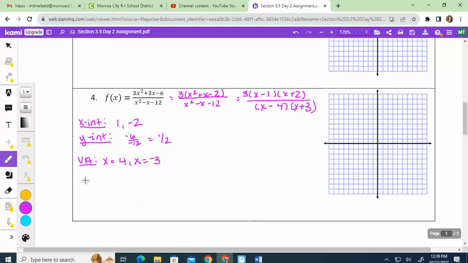Alright, horizontal or oblique? Horizontal, it's the same degree on top and bottom. So in that case, you divide the leading coefficients. So 3x squared divided by x squared equals 3. So hit the x-axis at +1, -2, y-axis at +1/2.